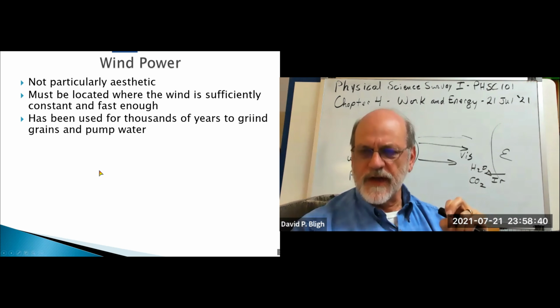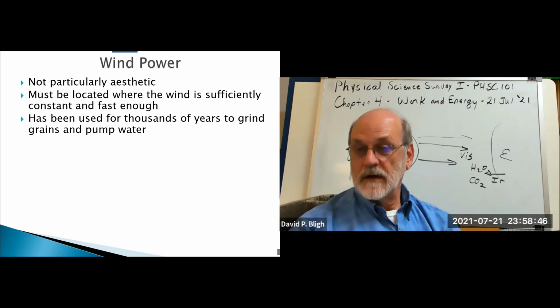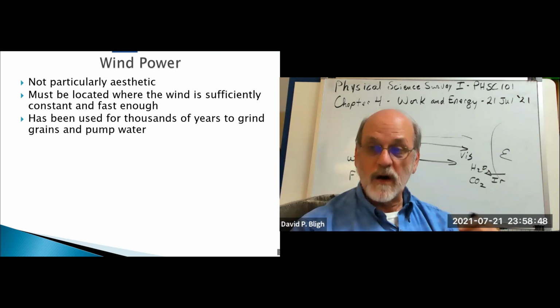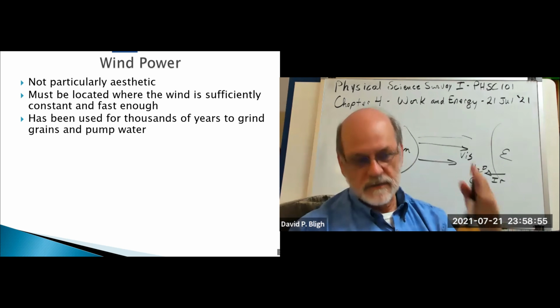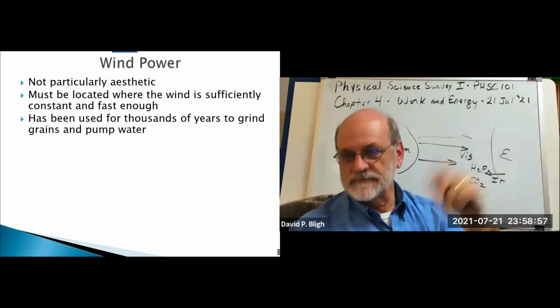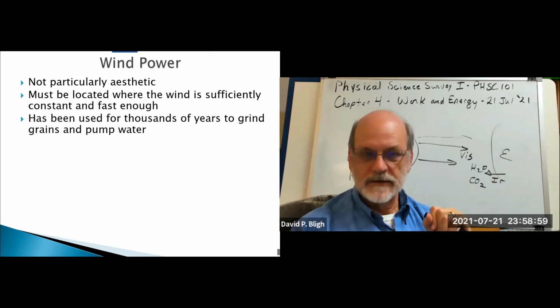Wind power has been used for thousands of years to do work. Grinding grain, we all think of the Netherlands with their windmills. They use them to grind grain and to pump water, because the Netherlands is basically a floodplain. So they build dikes, and they pump water out using this wind power.